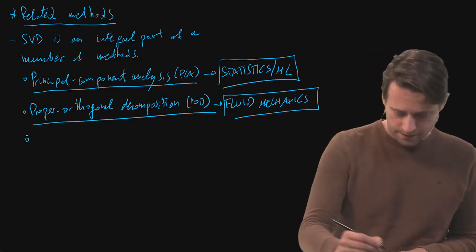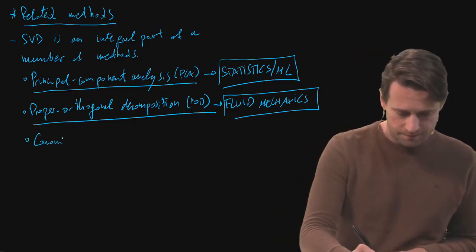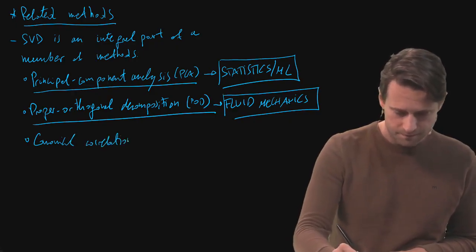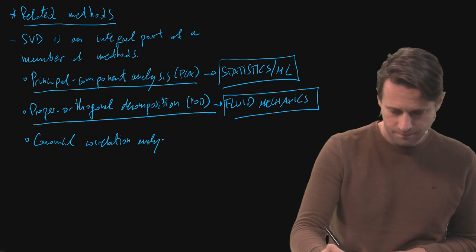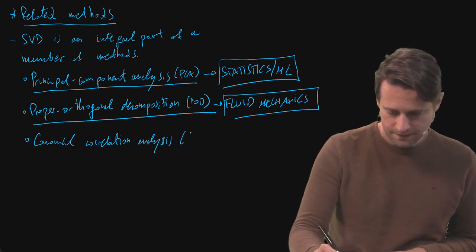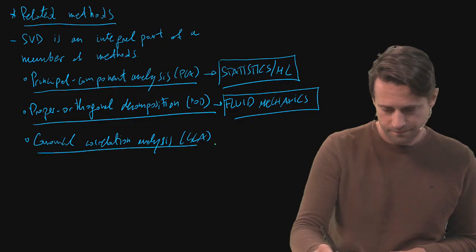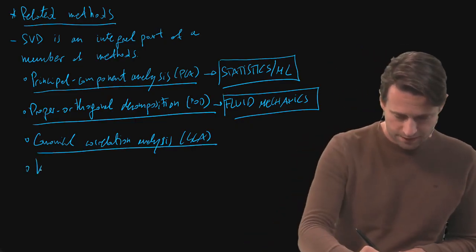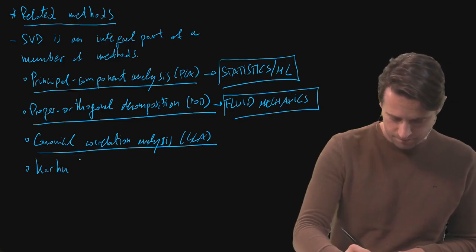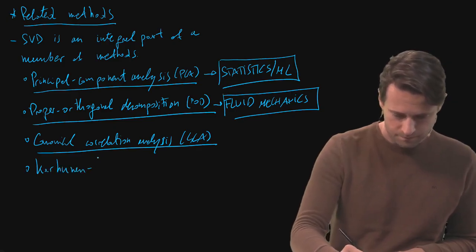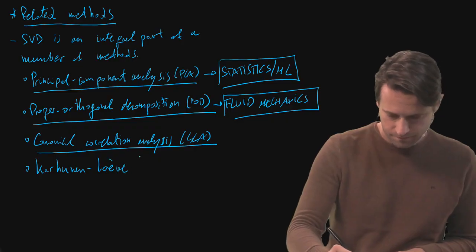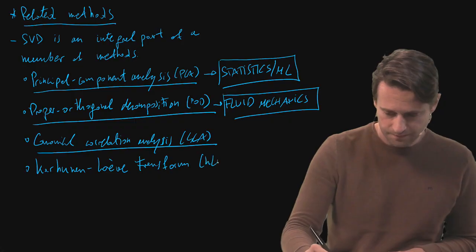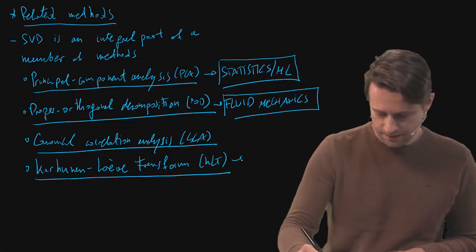There is another way, which is the canonical correlation analysis, the CCA. And another one very important is the Karhunen-Loève transform, or also called KLT, which is very widely used in probability theory.